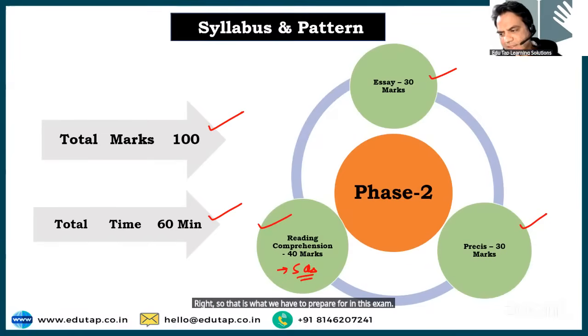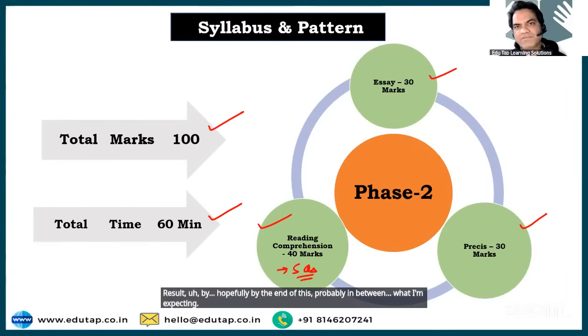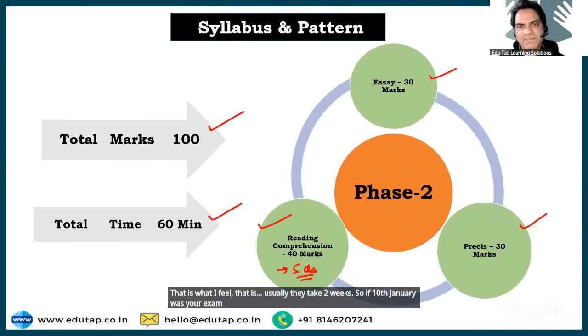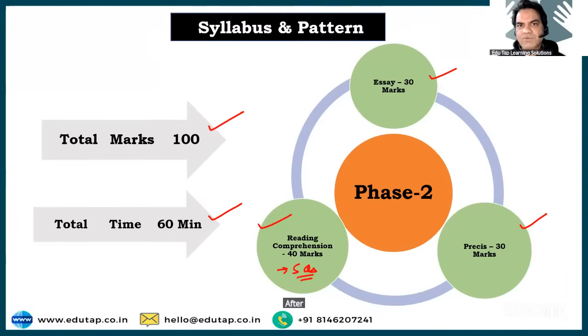Hopefully, what I am expecting is that between 25th and 30th January your result will be declared. That is what I feel. Usually they take 2 weeks. So if 10th January was your exam, then after 25th January, between 25th and 30th January, your exam result will be declared.